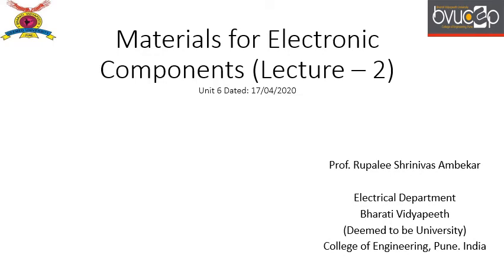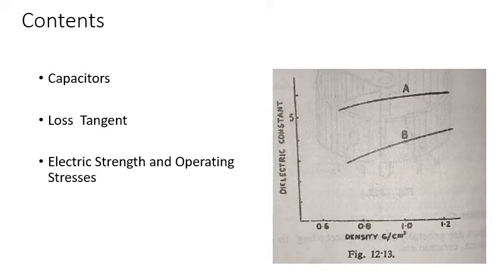In the previous lecture on materials for electronic components, we have covered the resistors, types of resistors, thermistors, types of thermistors, VI characteristics of the resistors and thermistors, then varistors, types of varistors, VI characteristics of varistors, and variable resistors. So this is lecture 2 for materials for electronic components, and this is unit 6. Now in this lecture 2 we'll cover the capacitors, and then inductors. So first we'll see the capacitors.